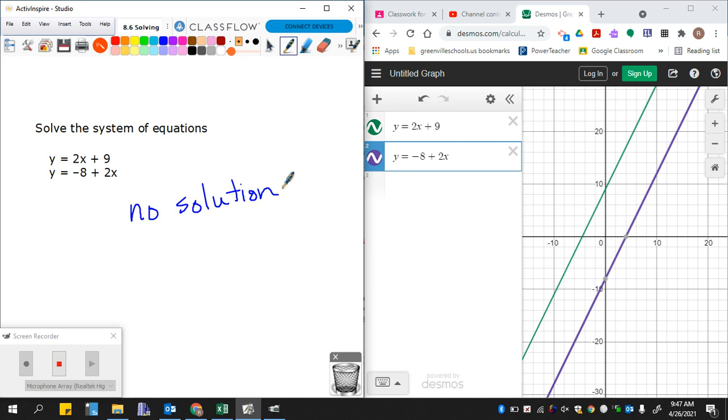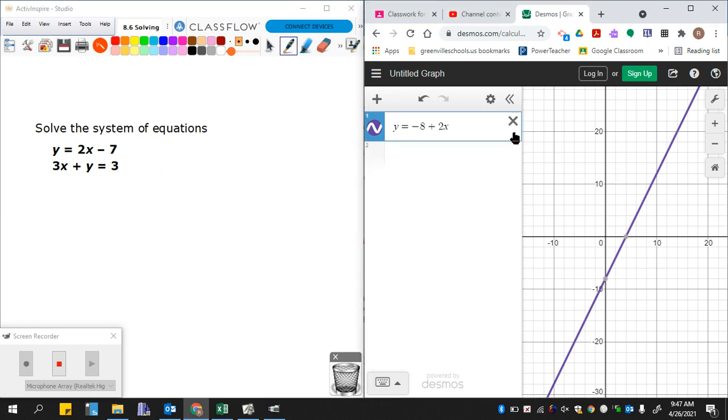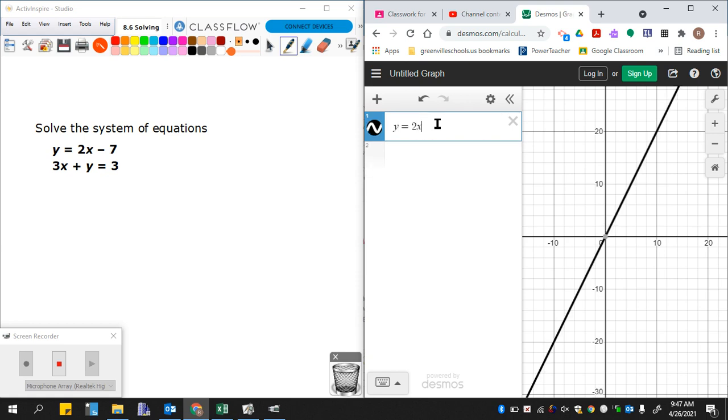All right. Solve the system of equations. y equals 2x minus 7. y is equal to 2x minus 7.